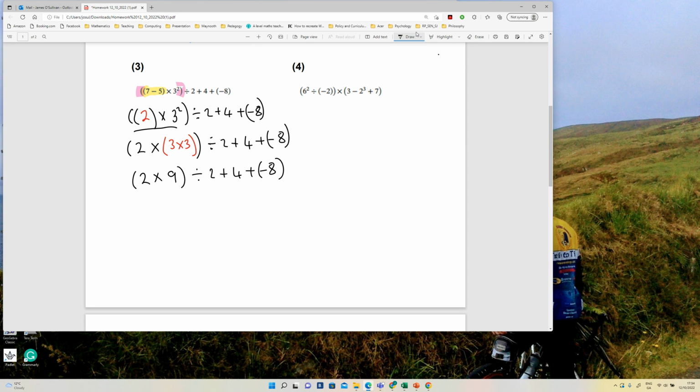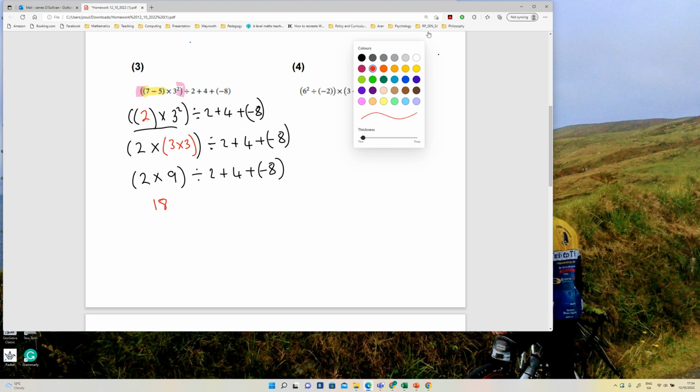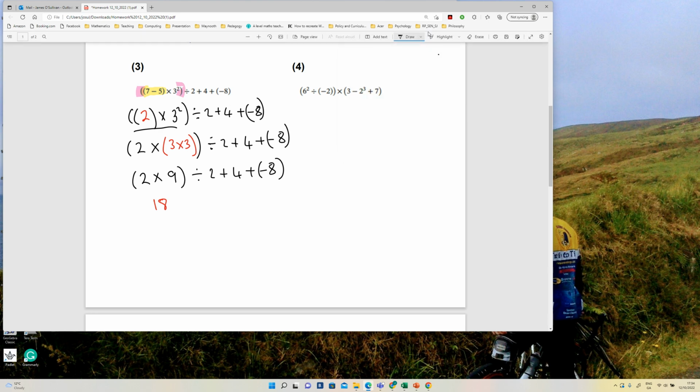Okay, so where do I go next? Well, I do want to go here, but I still have to remove this bracket. So that's what I'm going to do now. So 2 by 9 is simply 18. So there, my bracket is gone. All of those nasty brackets are never to be seen again. Then I divide by 2 plus 4 plus the minus 8.